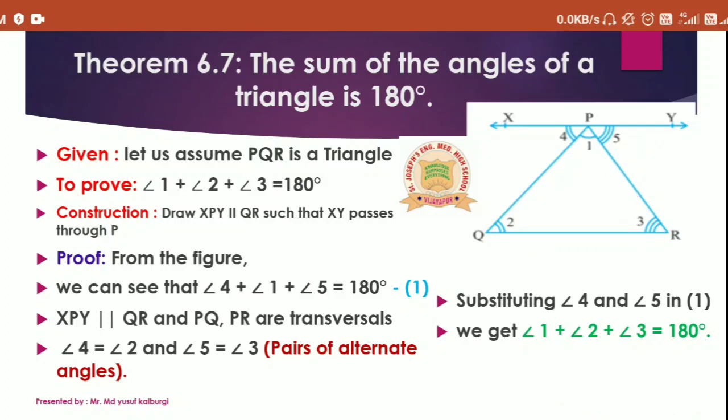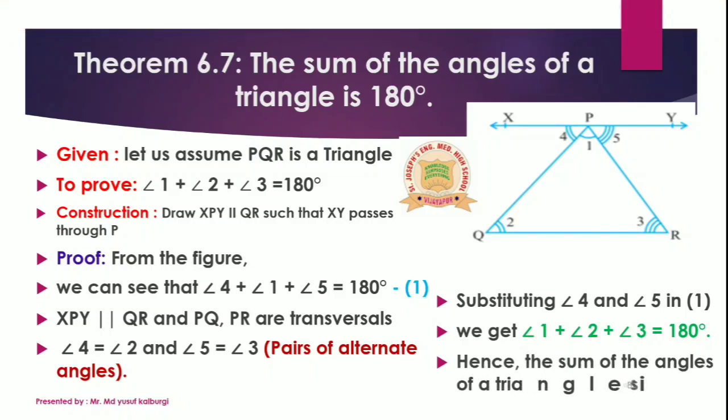This is the proof for the theorem. So hence the sum of all the angles of a triangle is equal to 180 degrees. This is the proof for the theorem. Now let's move to theorem number 6.8.